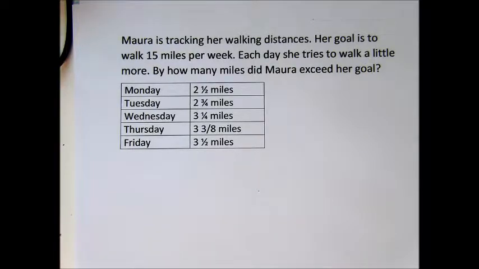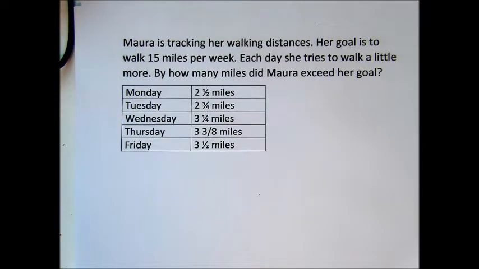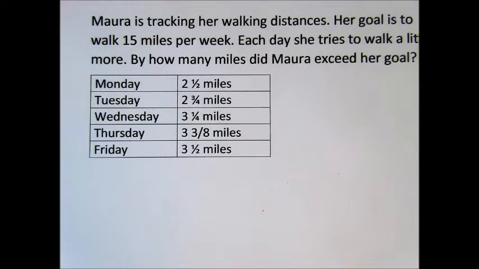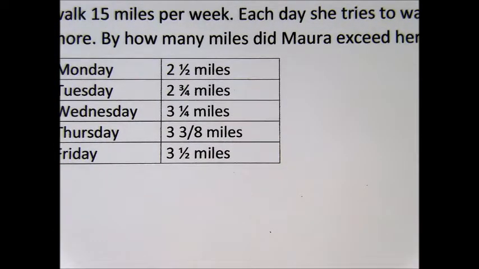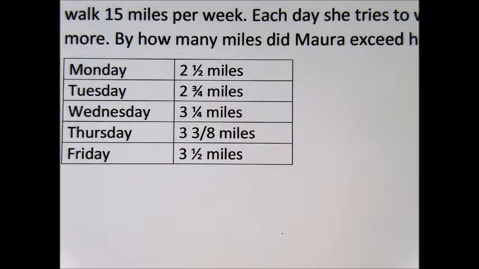Below is a table with the days Monday through Friday listed, and for each day, an amount of miles that she walked. Monday is 2.5 miles. Tuesday is 2 3/4 miles. Wednesday is 3 1/4 miles. Thursday is 3 3/8 miles. And Friday she walked 3.5 miles.